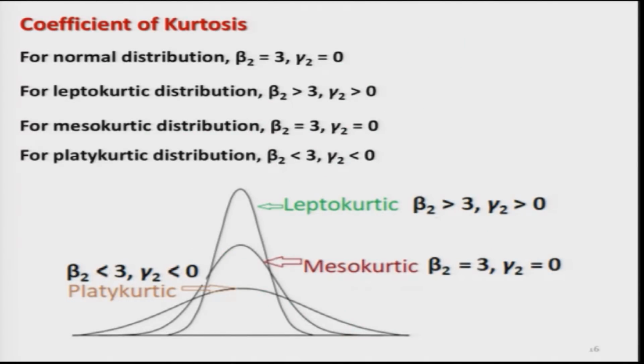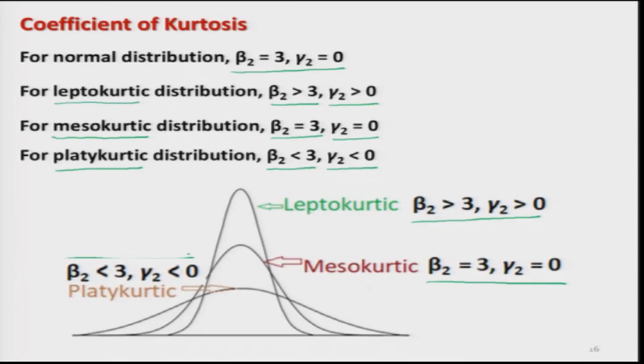Now you can see the same thing here. For a normal distribution, beta 2 is equal to 3 and gamma 2 is equal to 0, and if beta 2 is greater than 3 or gamma 2 is greater than 0, then we say that the curve is leptokurtic. If beta 2 is equal to 3, or equivalently gamma 2 is equal to 0, then we say the frequency distribution or the frequency curve is mesokurtic, and if beta 2 is smaller than 3 and gamma 2 is smaller than 0, then we say that the distribution is platykurtic. You can see in the same figure that we had drawn, for leptokurtic we have this, for mesokurtic we have this, and for platykurtic we have this.